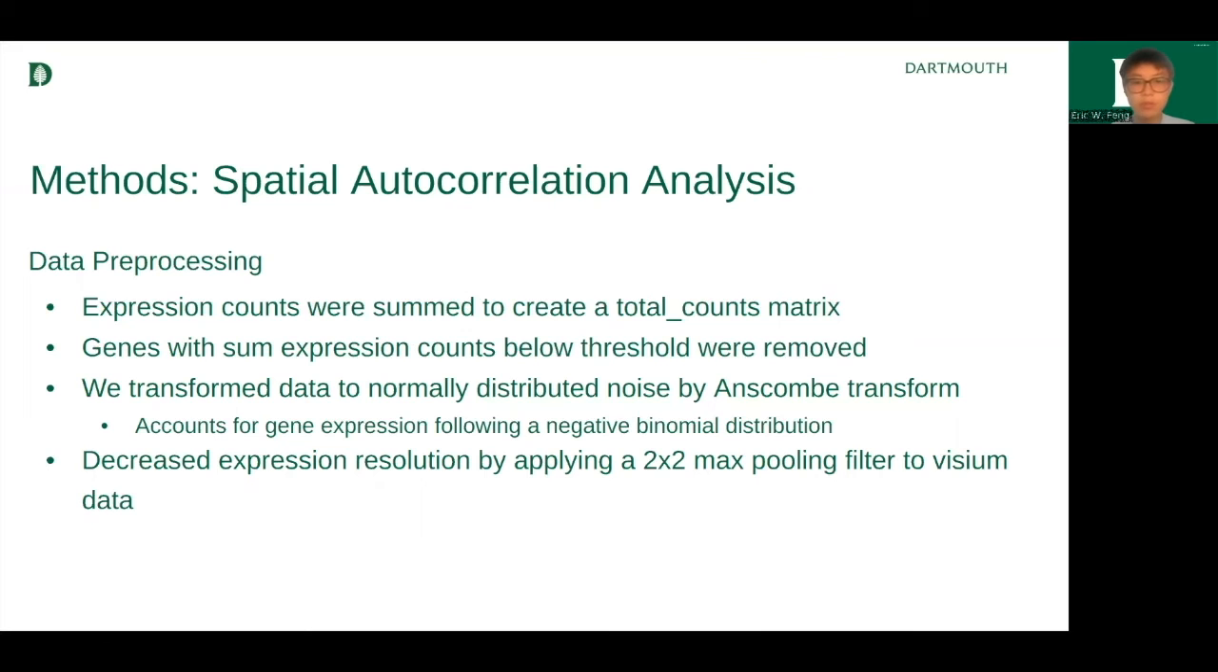And since gene expression generally follows a negative binomial distribution, we had to transform the data. So we transformed the data using an Anscombe transform, and this allows us to normally distribute the noise. And in order to further analyze the slide images and to save on computation resources, we had to decrease the resolution. We did this by simply passing a 2x2 max pooling filter over our Visium data.